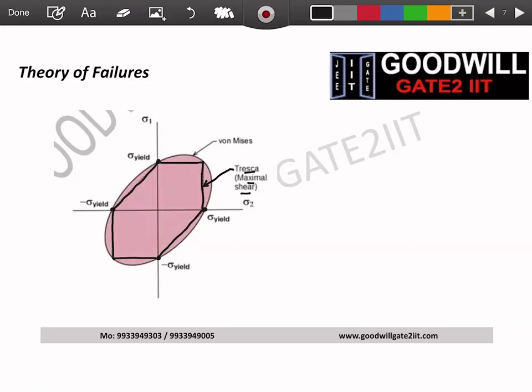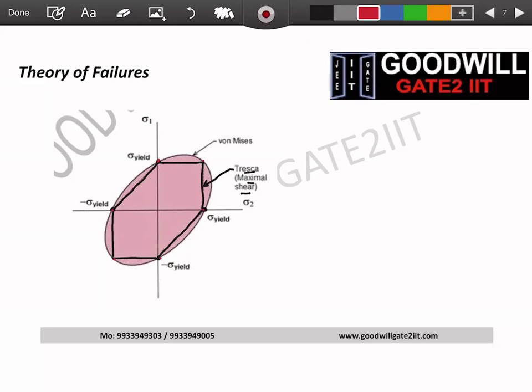Von Mises came and said, don't do this. You cannot look into shear stresses. If you want to design your system properly, you should look into distortion energy. And then he proposed altogether a different theory. And with that theory, when we draw the diagram, because it is energy based, I have taken these points and now joined them with curved lines, not straight lines.